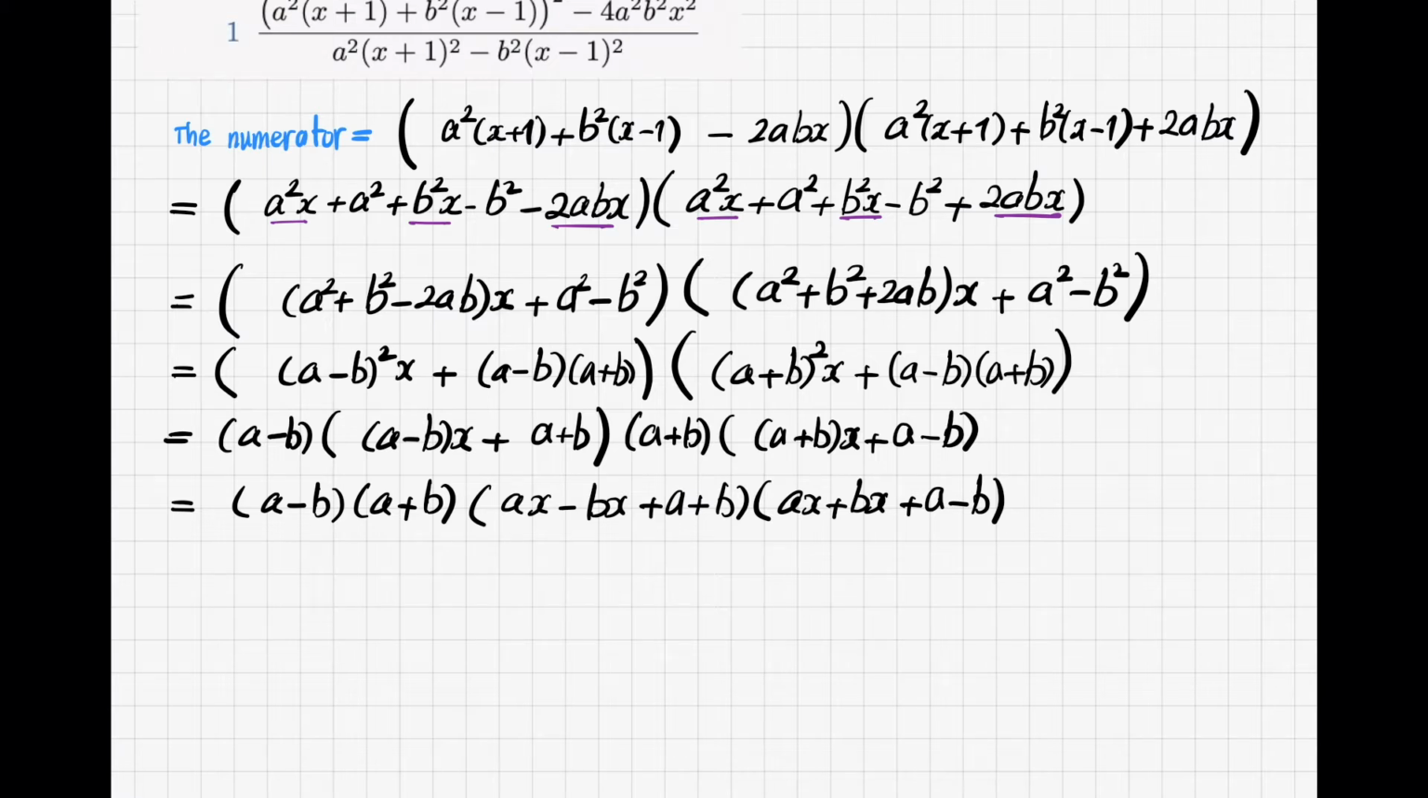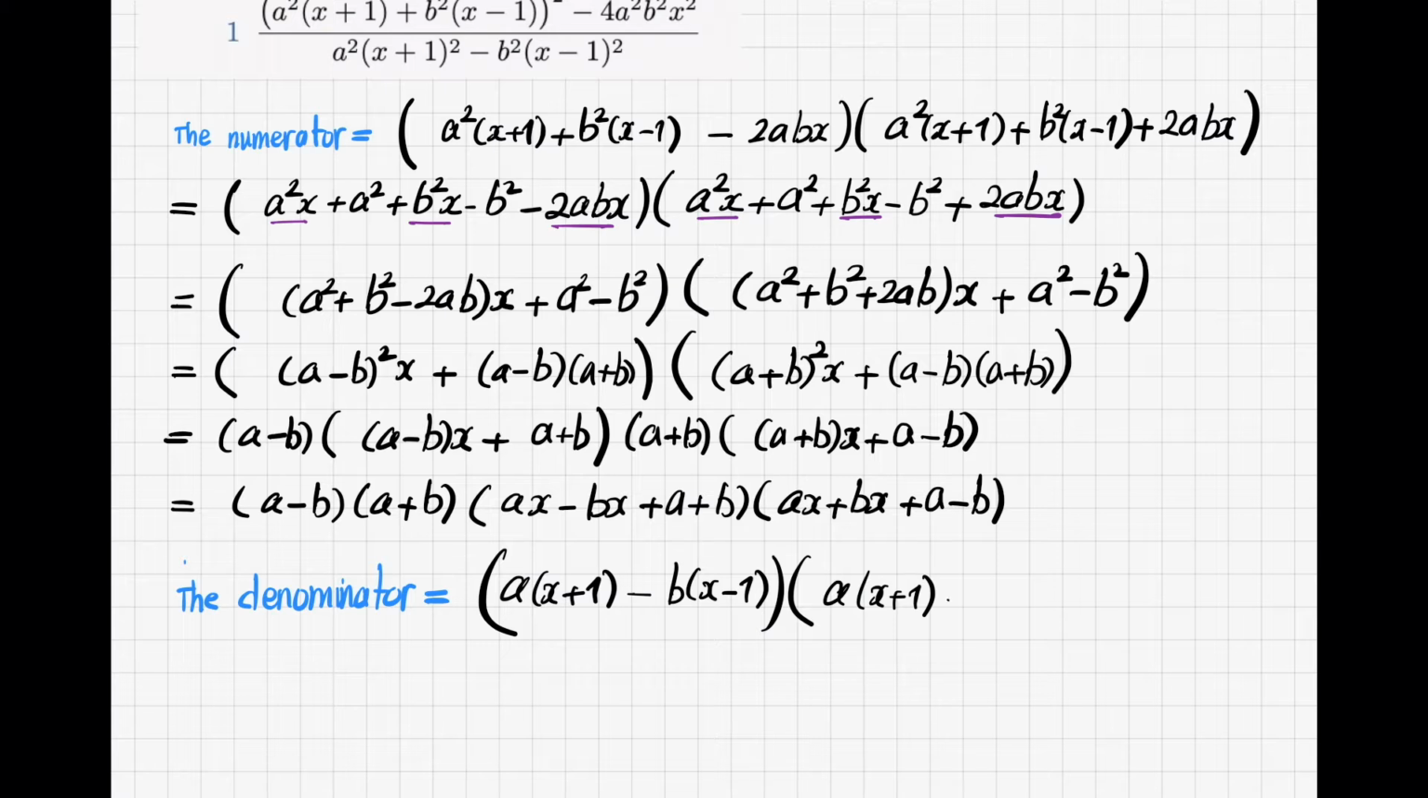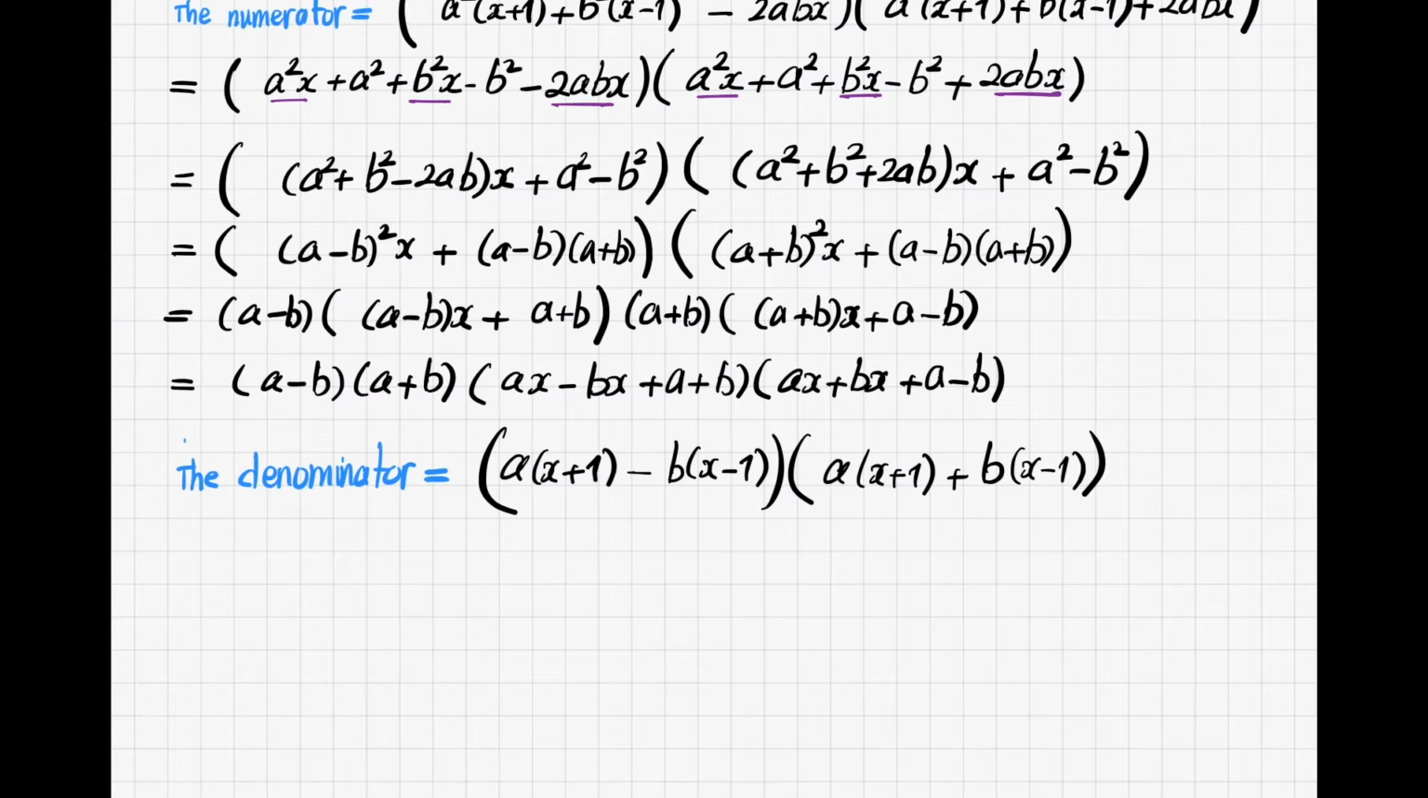Now let me go to the denominator. The denominator is equal to, again, I have the complete square here minus another complete square. So again, I can use the conjugate rule, yes? So what can I do? I can write it as ax plus 1, the square root of the first one, minus the square root of the second one, multiplied by the square root of the first one plus the square root of the second one. But I can simplify this a little bit, each factor individually.